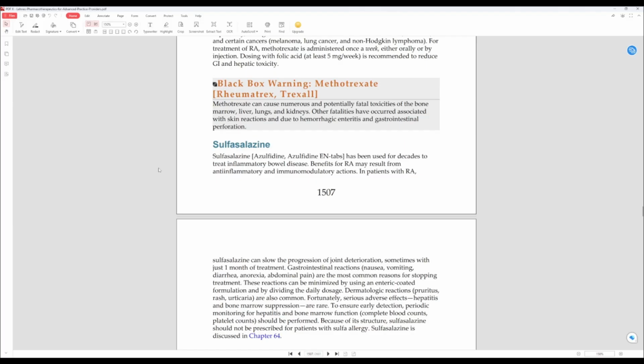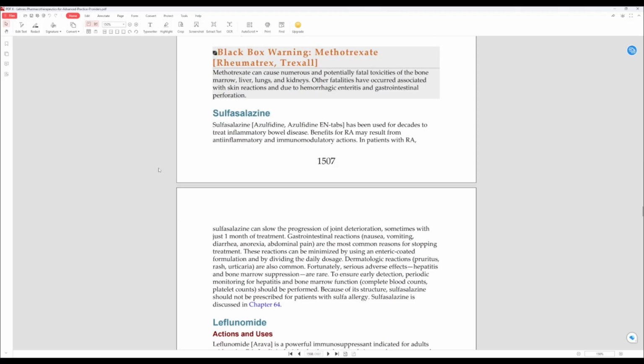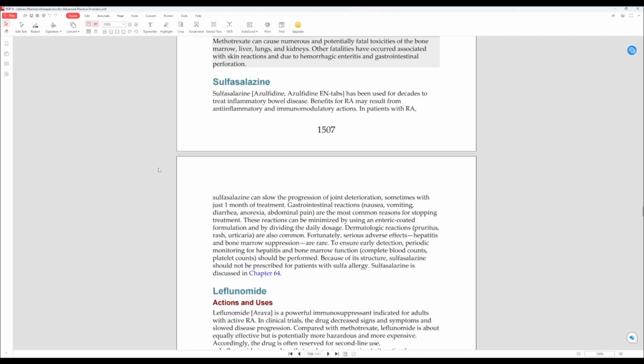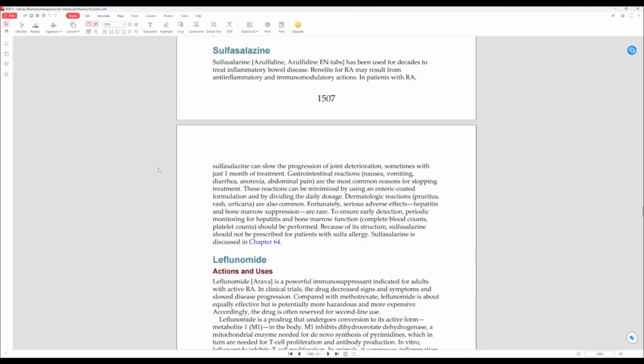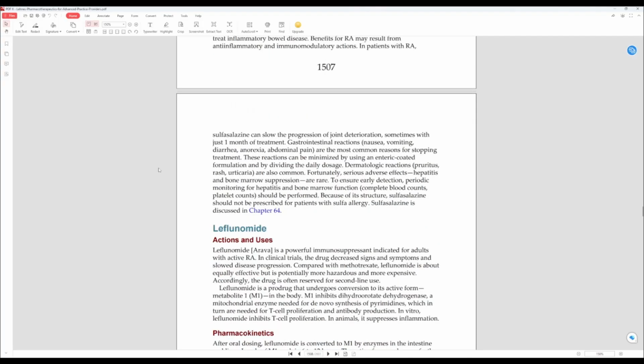Which brings us to sulfasalazine, also known as Azulfidine, which has been used for decades to treat inflammatory bowel disease. Benefits for RA result from anti-inflammatory and immunomodulatory actions. In patients who have rheumatoid arthritis, sulfasalazine can slow the progression of joint deterioration, sometimes with just 1 month of treatment.